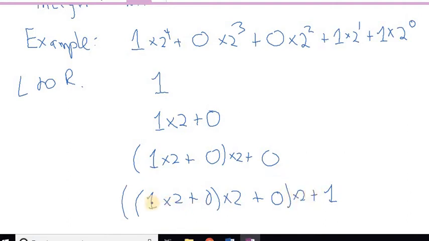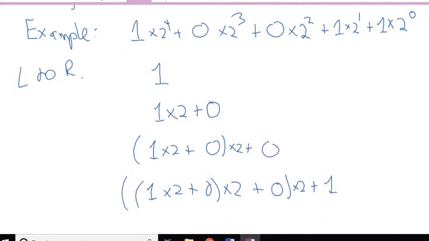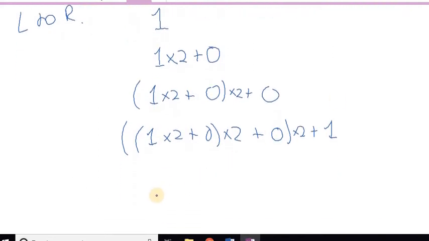And you can work it out. This one has 1, 2, 3 2's on it, so that's 1 times 2 cubed. This 0 has 1, 2 2's on it, so it's 0 times 2 squared. This 0 has 1 2 on it, so it's 0 times 2. All right, so let me add the next one. If I repeat this, I have 1 times 2 plus 0 times 2 plus 0 times 2 plus 1.